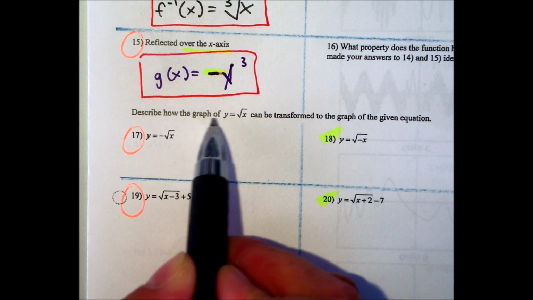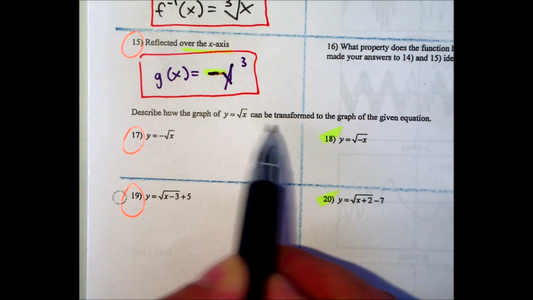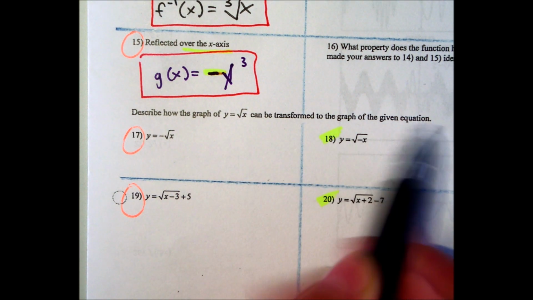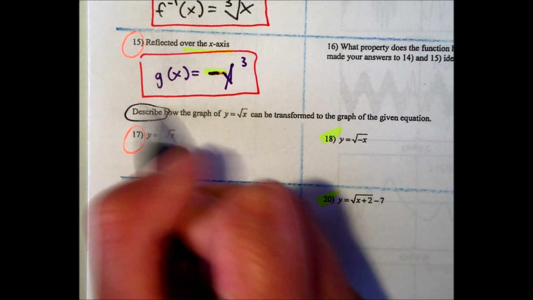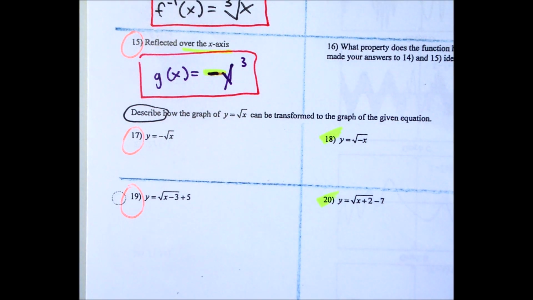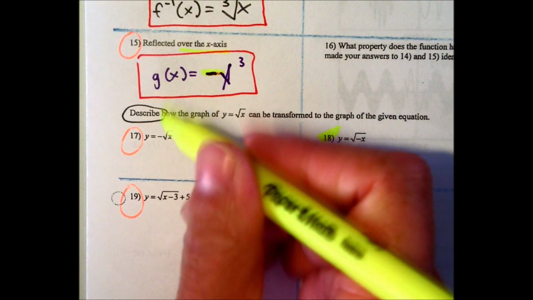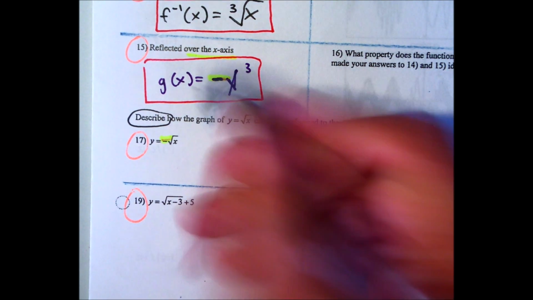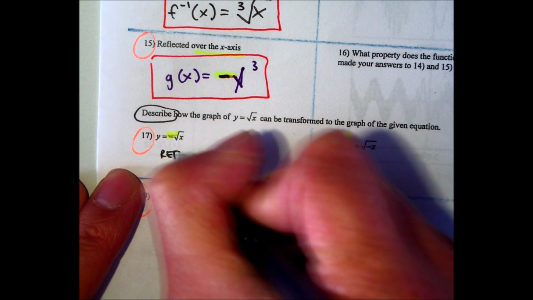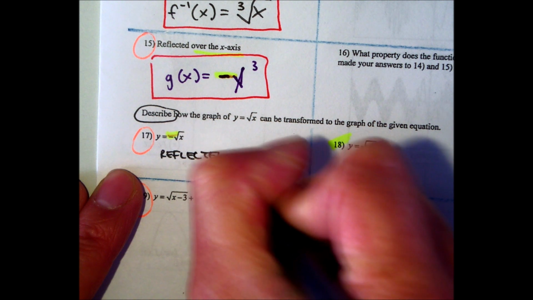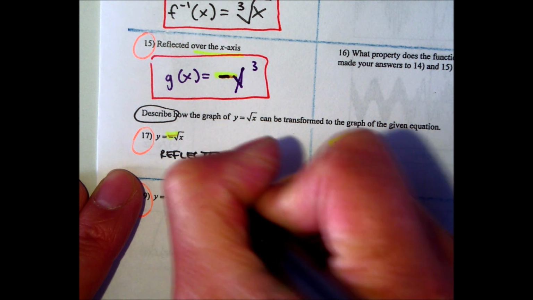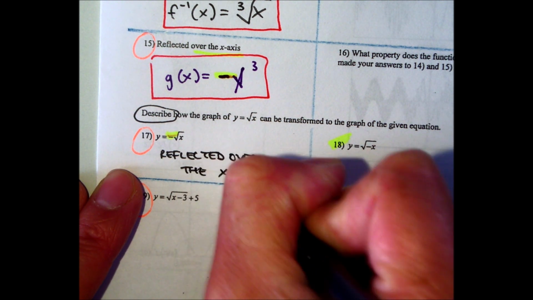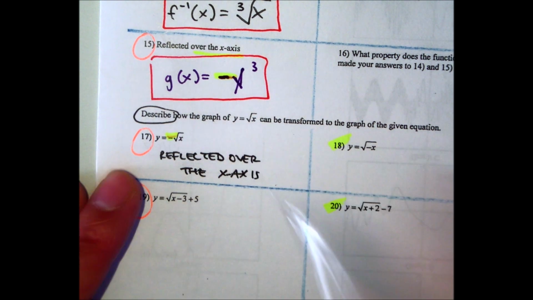Describe how the graph of y equals the square root of x can be transformed to the graph of the given equation. So I'm going to circle the word describe. Describe just means words. Okay? So I see the negative on the outside. We just did that one. What's happening there, class? Let's write that. Reflected over which axis? X axis. Okay?